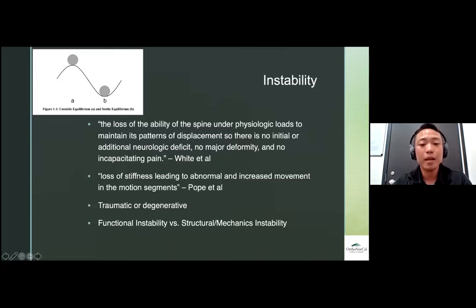So there are traumatic and degenerative issues, such as car accidents, that can throw off people's stability, and degenerative issues, such as discs breaking down over time, that affect their stability. It's also good to understand there's functional instability and mechanical instability. Essentially, functional instability is defined as when the body is moving past its control.